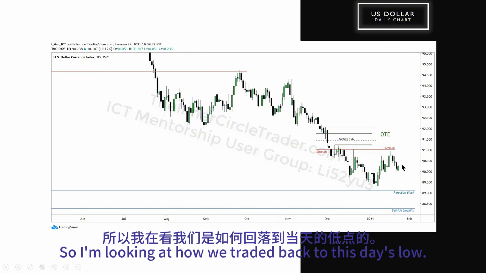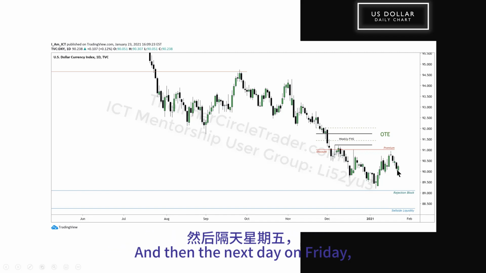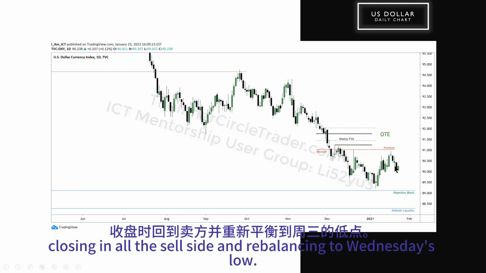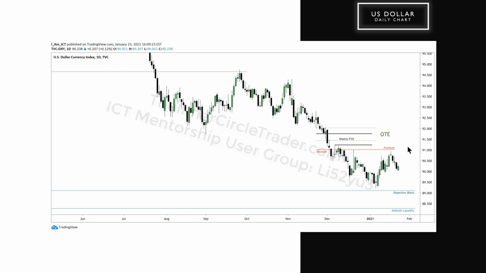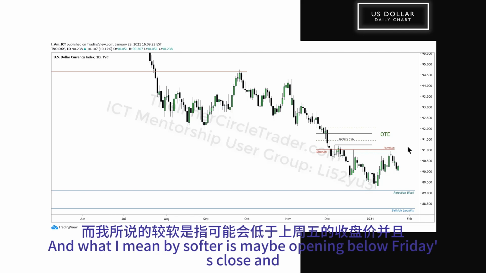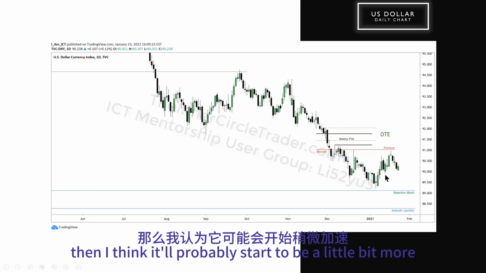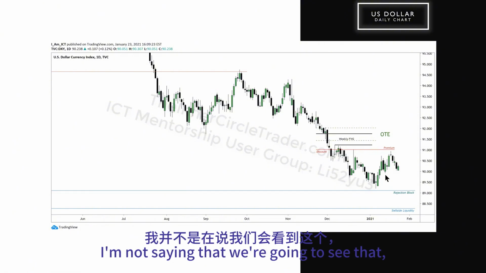So I'm looking at how we traded back to this day's low, and then we had this one single down day, and then the next day on Friday we open and trade back up, closing in all the sell side and rebalancing to Wednesday's low. So I'm going to open my week with Sunday's expectation that it should be weaker. It should open softer, and what I mean by softer is maybe opening below Friday's close and then looking towards making a run into here. And if we take out this low, then I think it'll probably start to be a little bit more accelerated. Not big ranges. I'm not saying that we're going to see that, but it could.